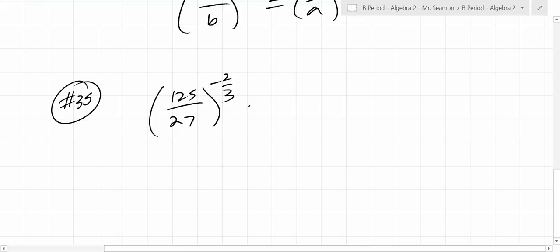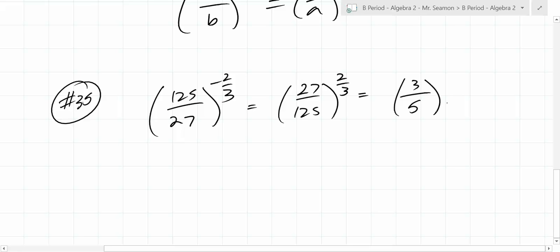Using the trick I just showed you, what can you make that equal to? It's going to be 27 over 125 to the what? What root are we taking? Third root. What's the third root of 27? 3. And what's the third root of 125? 5. And what power are we raising it to? Second. So this could be 9 over 25. Done.